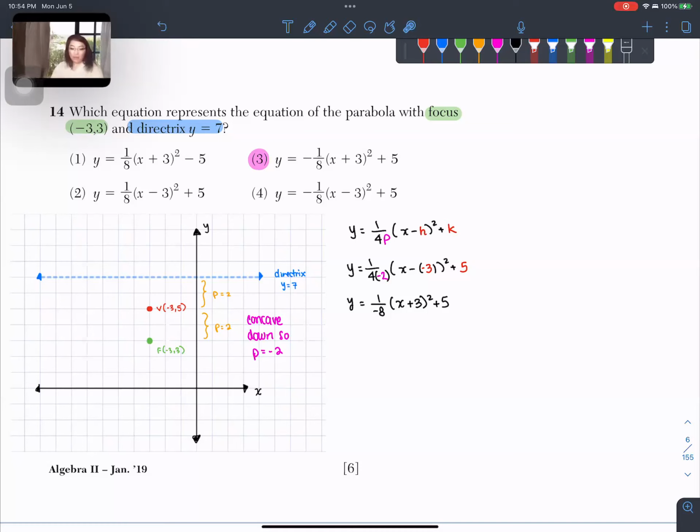But if you want to prove it, you just have to memorize a formula. y equals 1 over 4p times (x minus h) all squared plus k. And then you substitute the vertex in.